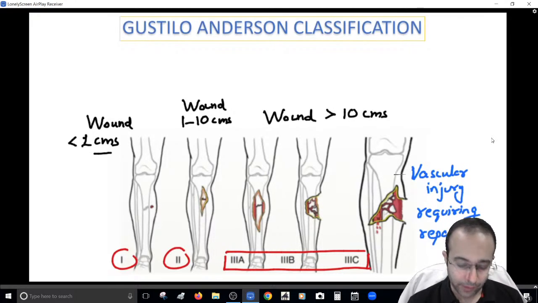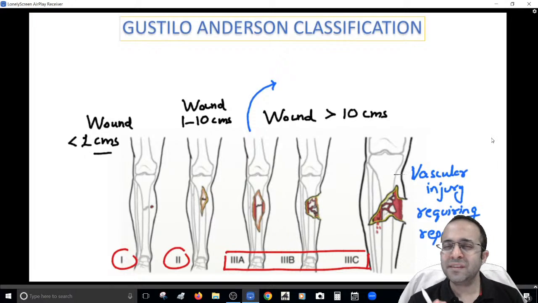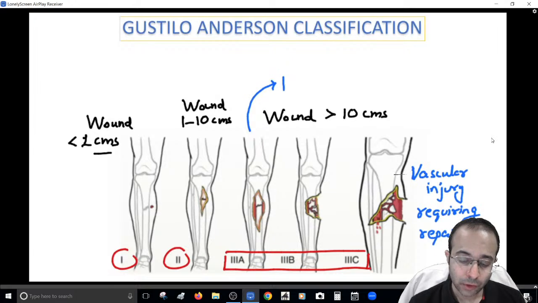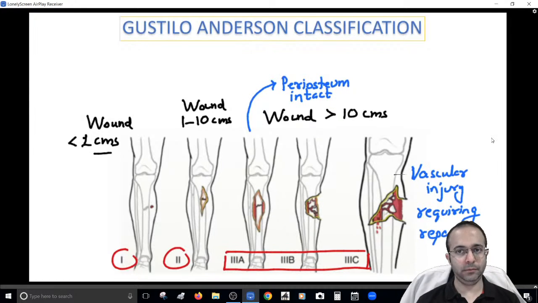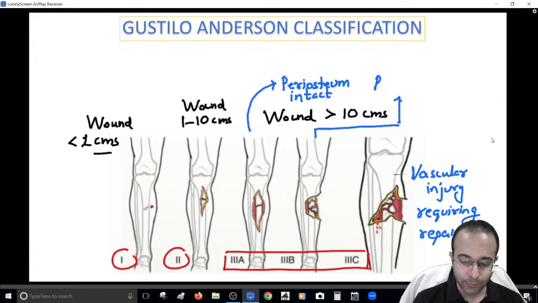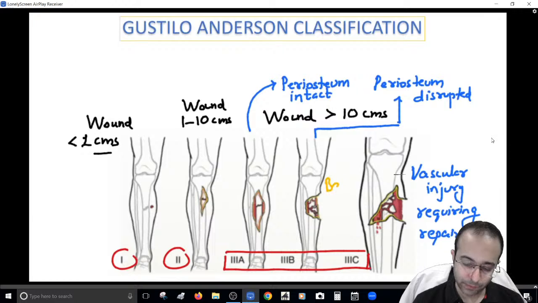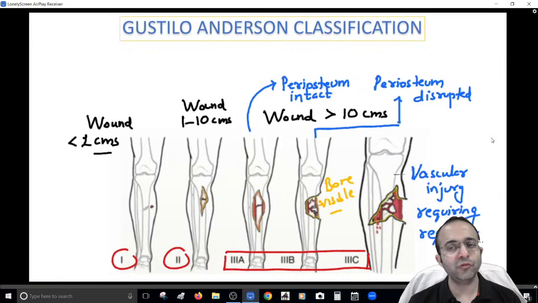Now what about 3A and 3B? In 3A, there is some kind of soft tissue cover left on the bone. So the bone is not naked. The nearest soft tissue cover on the bone is the periosteum, so at least the periosteum will be intact. But when you go to grade 3B, even the periosteum gets disrupted. In a simple way, the bone totally becomes visible because there is no soft tissue coverage on the bone, not even periosteum. Clear with that?